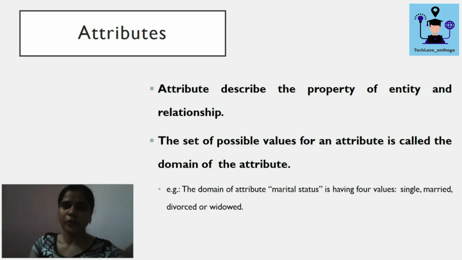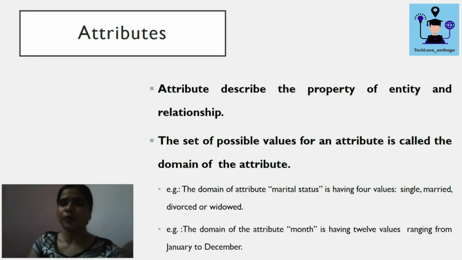So take the domain of the attribute marital status. Whenever I ask you what is your marital status, you can answer that you are single, married, divorced, or widowed. In that way we can have 4 possible values for this particular attribute, marital status. So marital status has a domain of 4 possible values. You cannot answer anything except these values.